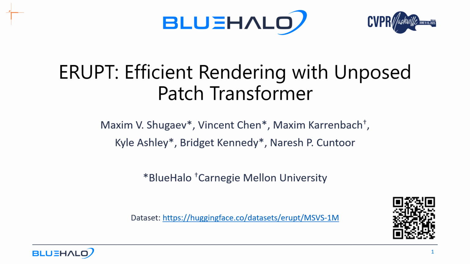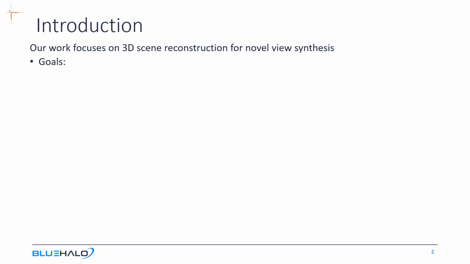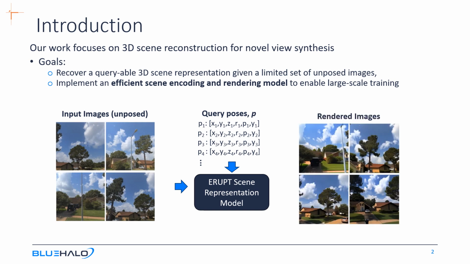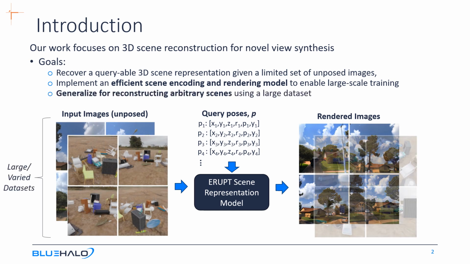Hello. Today I will be presenting ERUPT: Efficient Rendering with Unposed Patch Transformer. Our work focuses on the fundamental problem of 3D scene reconstruction applied for novel view synthesis. Given a limited set of unposed images, ERUPT recovers a queryable 3D scene representation where frames can be rendered by providing query camera poses. In this paper, we address the key challenge of efficiently encoding and decoding a scene representation to enable large-scale training on real and synthetic datasets.